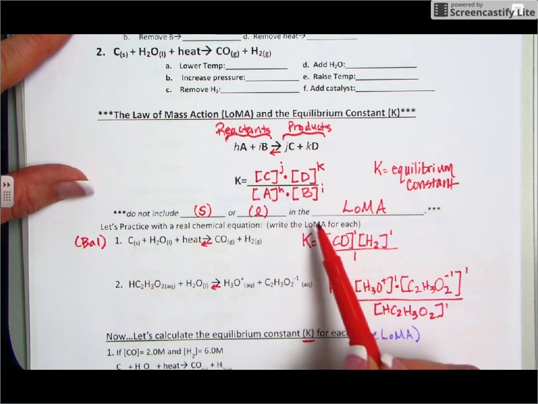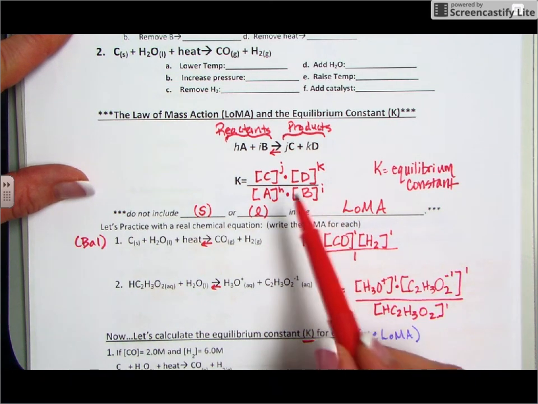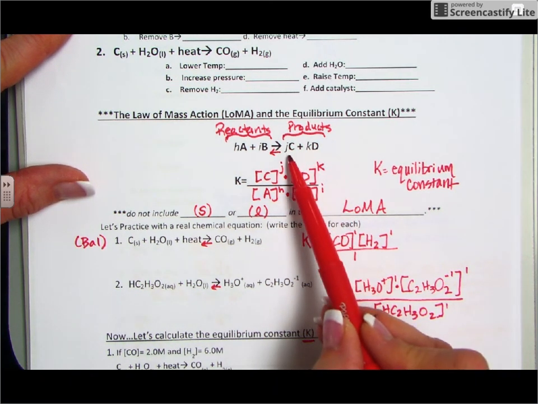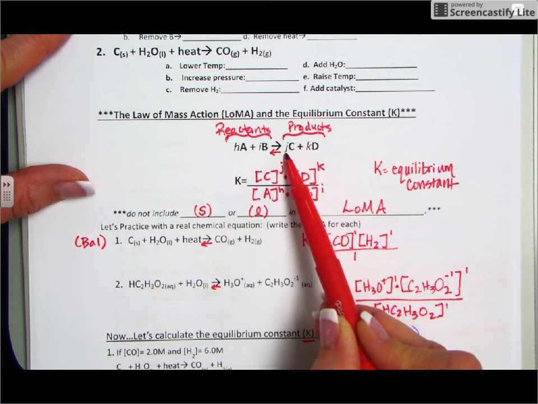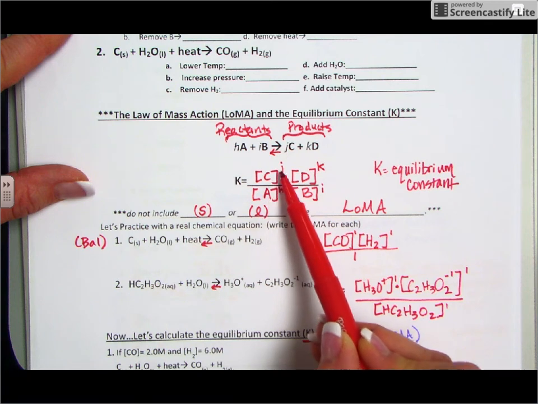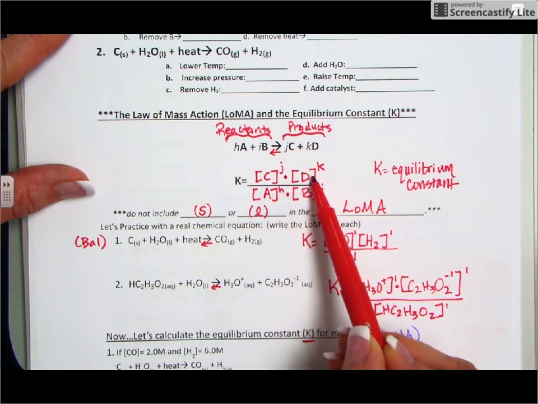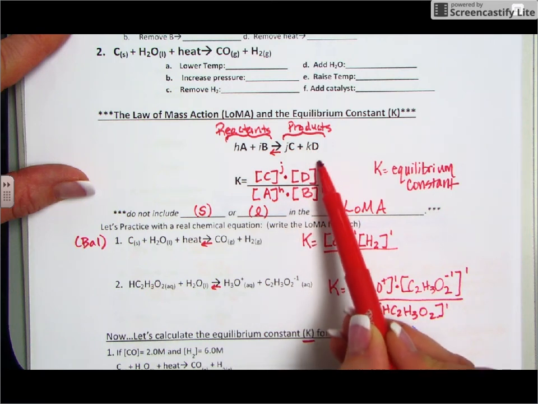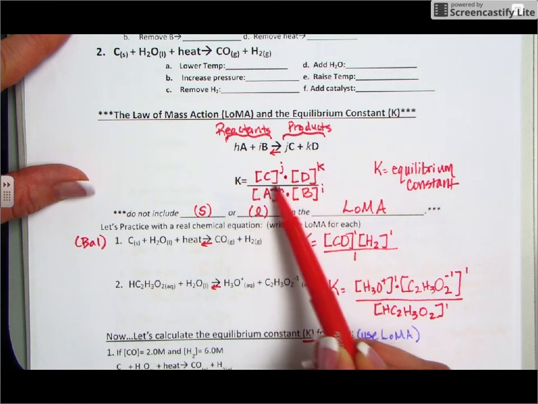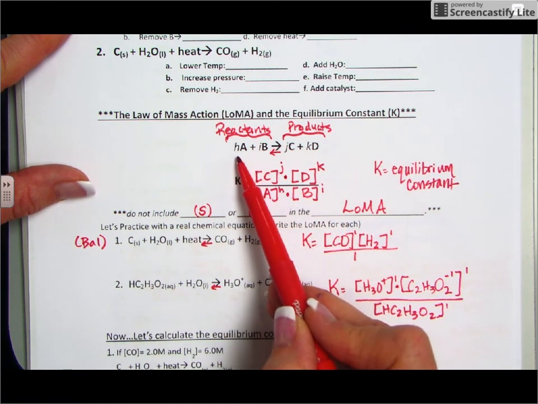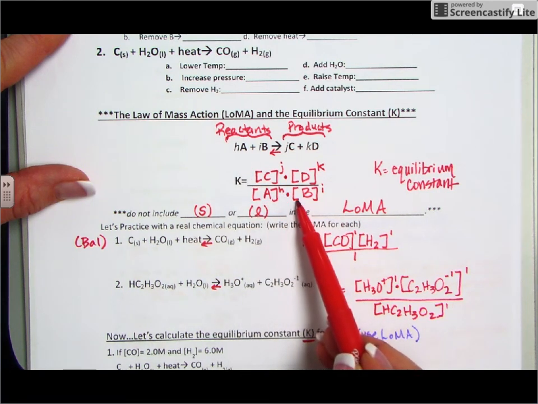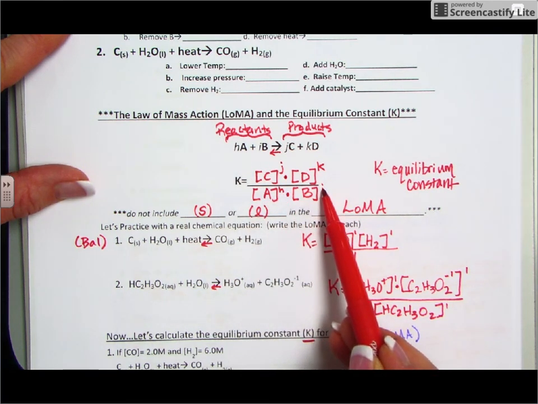Just to remind you, the way that we set up the law of mass action, you take the products' concentrations and raise them to their respective coefficient power. So the concentration of C raised to the J power, and then you multiply that by the concentration of D, that's your other product here, raised to the K power, divided by the concentration of the reactants, concentration of A to the H times concentration of B to the I.